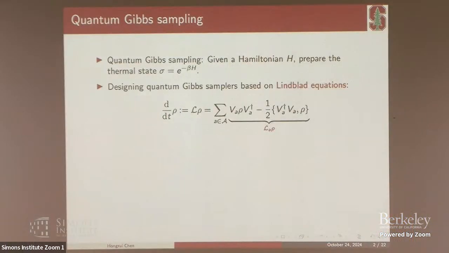So this talk is still about quantum Gibbs sampling. This is the last talk in the workshop, so I don't need to explain the background again. Basically we want to prepare the thermal state for a given Hamiltonian. There are various approaches for this, and in this talk I will only focus on the Lindblad-based approach. So we have a Lindblad equation of this form, and I don't have the coherent term here because we don't need it in this talk.